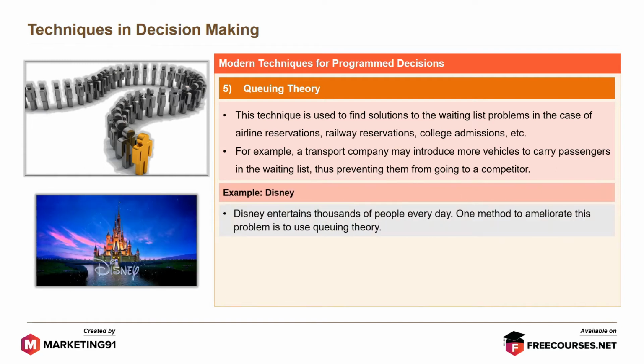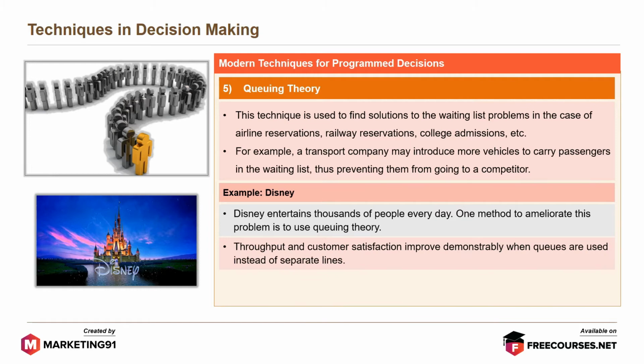Disney entertains thousands of people every day. One method to ameliorate this problem is to use queuing theory. Throughput and customer satisfaction improve demonstrably when queues are used instead of separate lines. Queues are also used extensively in computing, such as in web servers and print servers.